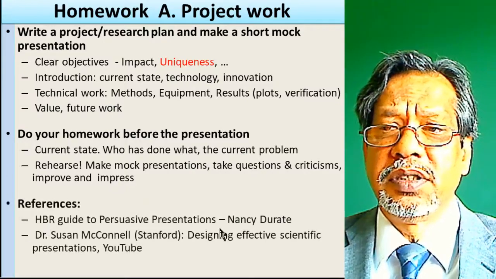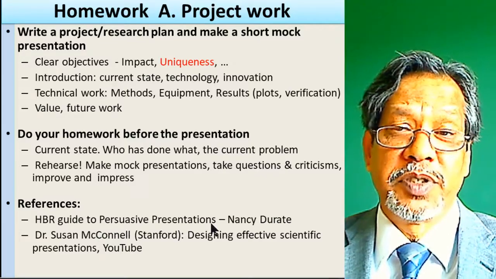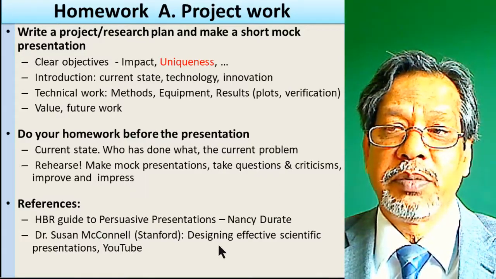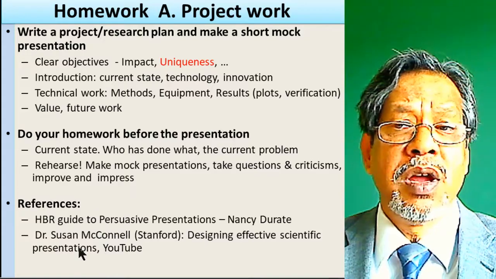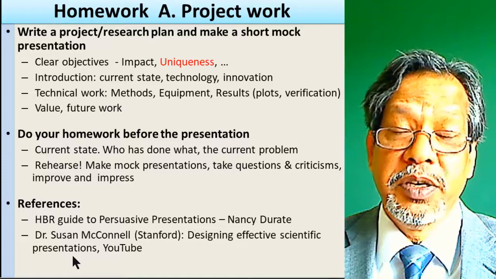Reference. Most likely, this one is for business presentation, and this is for technical presentation. Take these 2 references. Go over that very quickly. Implement some of the important things in your presentations.